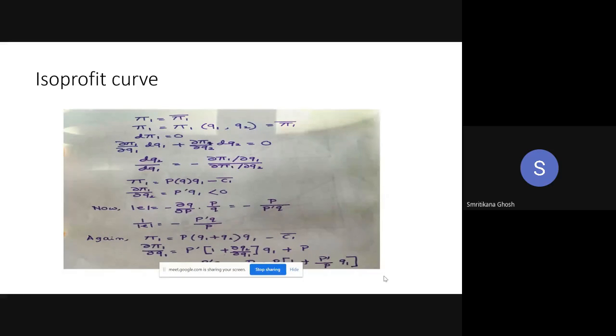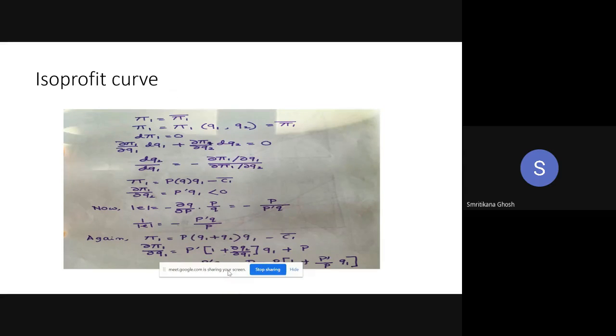So by chance, if any of you have Ryan and Pierce, just read this portion, that is the isoprofit curve, from Ryan and Pierce. It's beautifully explained there. This is my reference. But unfortunately, I cannot give you that part in the LMS as I don't have the book. Anyway, I'm trying to explain it mathematically first.